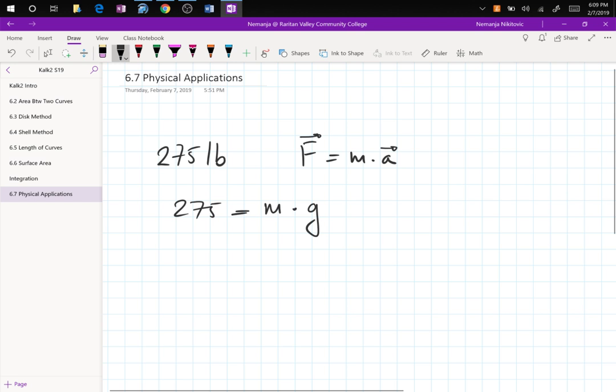Anyway, so we have to use 32.2 feet per second squared to plug in for gravity, and I would be able to calculate my mass in slugs, right? So, you know what? I'm not going to use 275 pounds for this calculation, because I don't want to use 270 pounds ever.